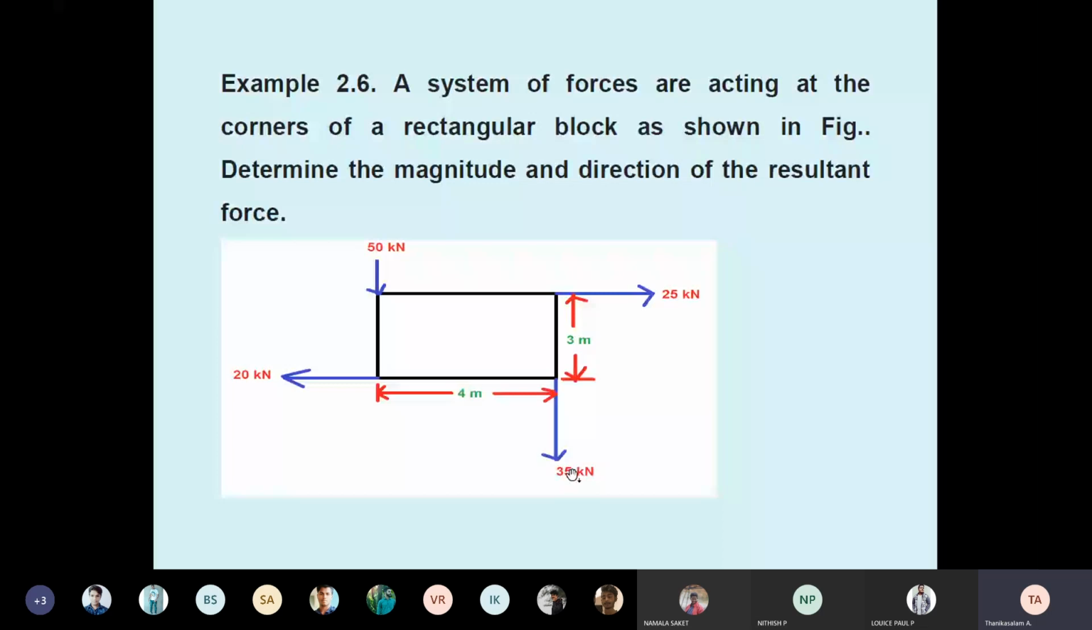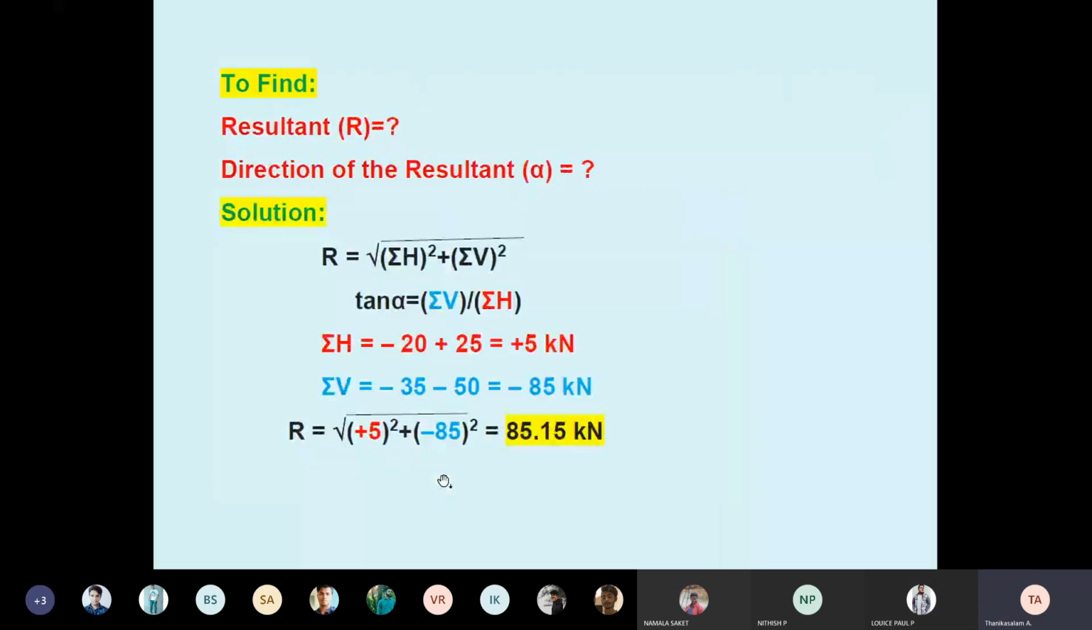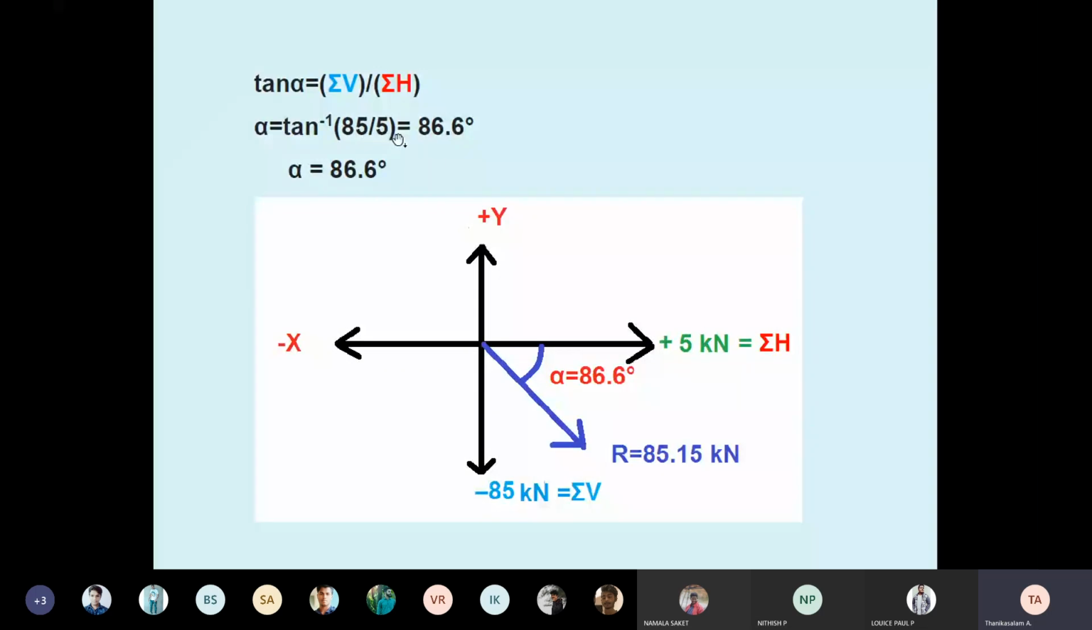So here see the 35 kilonewton vertical downward and the 50 kilonewton vertical downward. Vertical downward means minus y direction. Therefore minus 35 minus 50. So we have R equal to square root of 5 square plus minus 85 square. Square means the minus becomes plus. This is the answer, 85. And alpha equal to tan inverse of 85 divided by 5. You take the inverse; the answer will be 86.6.